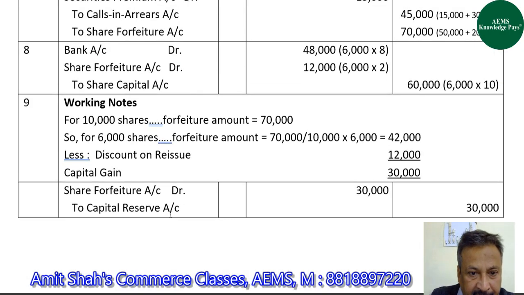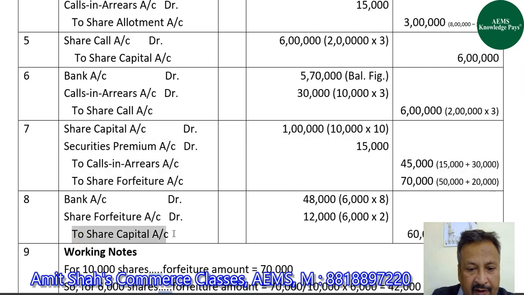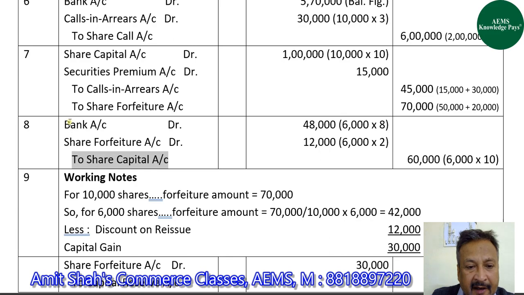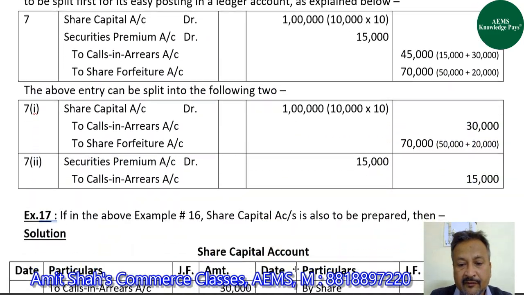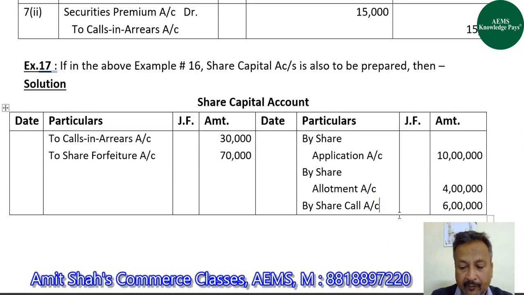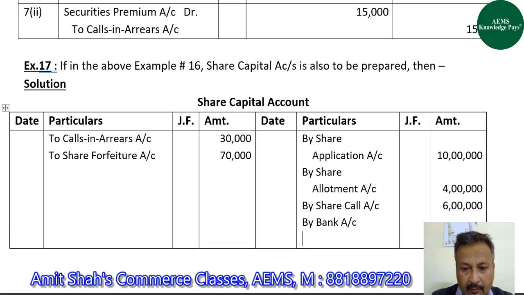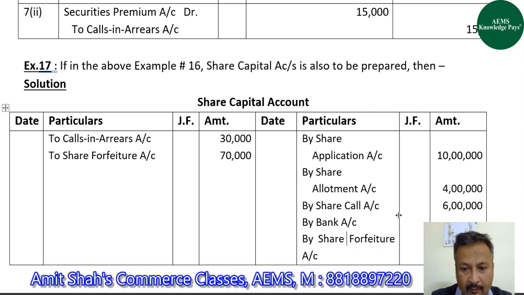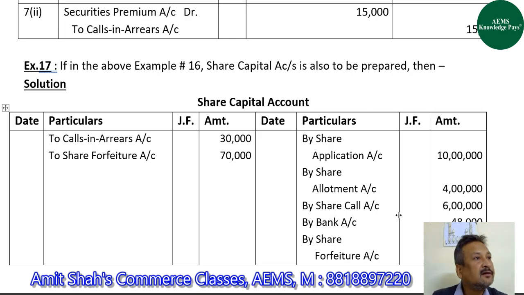And after this forfeiture entry, share capital is involved here. So on the credit side of share capital, we'll write by bank and by share forfeiture account with their respective amounts, that is with 48,000 and 12,000. That's it.